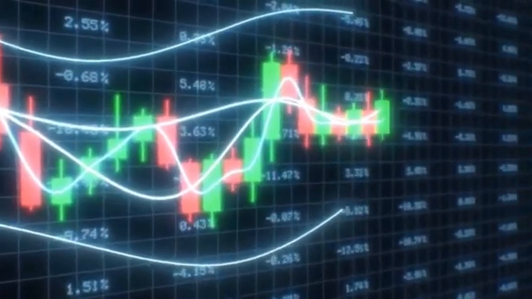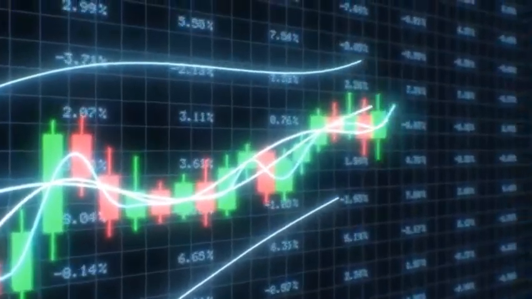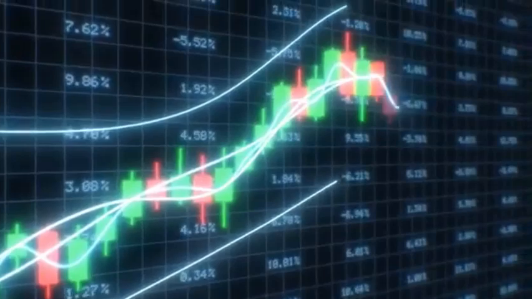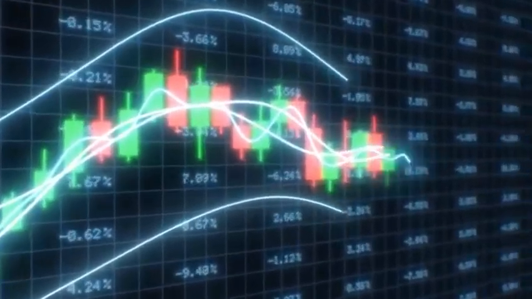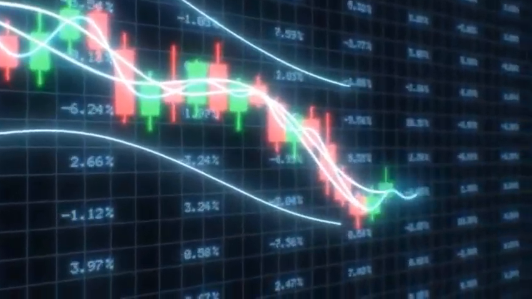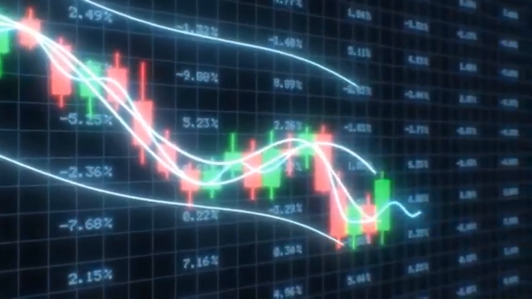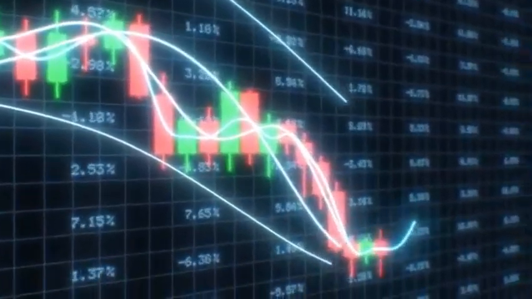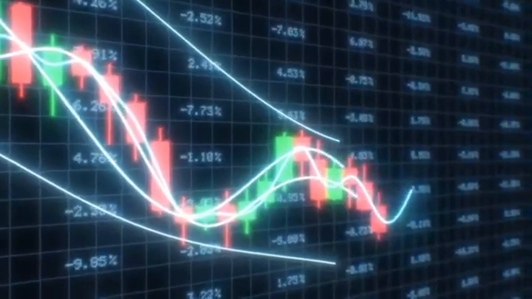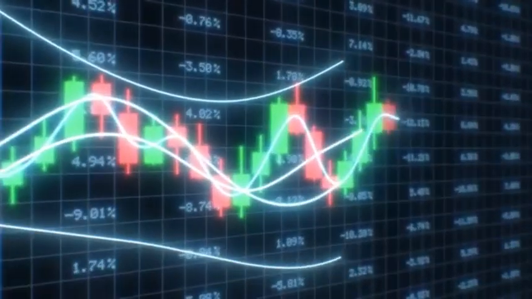4. Divergence in oscillators. Divergence is one of the most important concepts to understand when using oscillators. Divergence occurs when the price of an asset moves in the opposite direction of an oscillator, signaling that the current trend may be losing momentum and could be about to reverse.